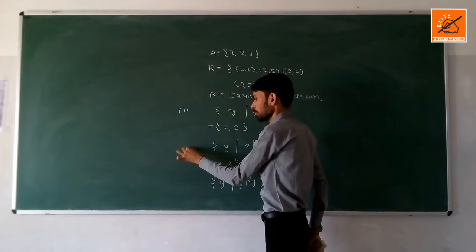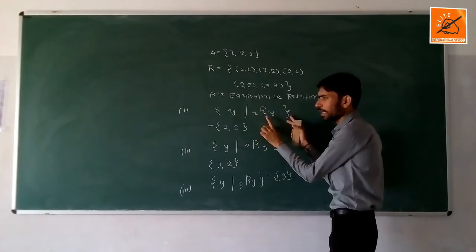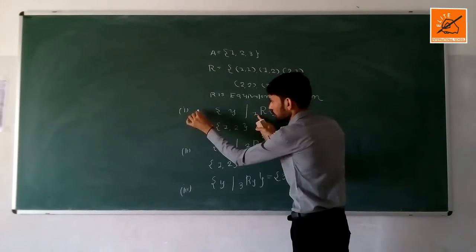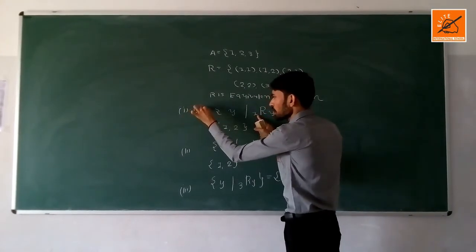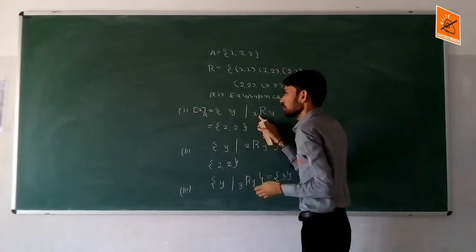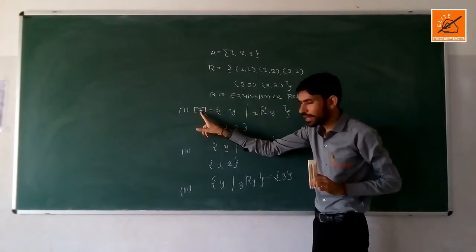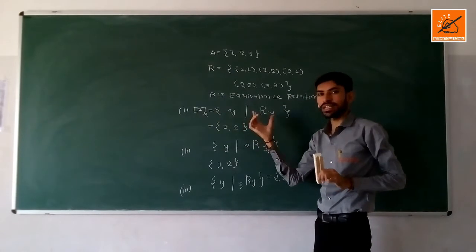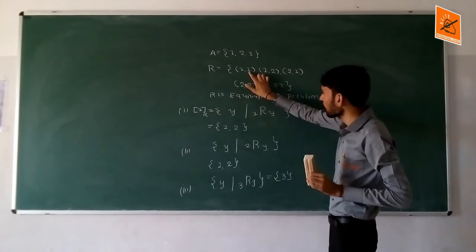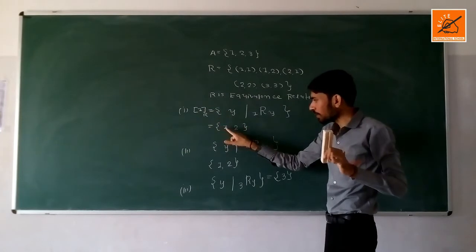First, second, and third. So this will be the equivalence class generated by element 1. This is denoted by the notation, close bracket, 1, with suffix R. It is read as the equivalence class generated by 1. This set contains those elements related with 1. Observe which elements are related with 1: 1 and 2. So our equivalence class of 1 contains here 1, 2.